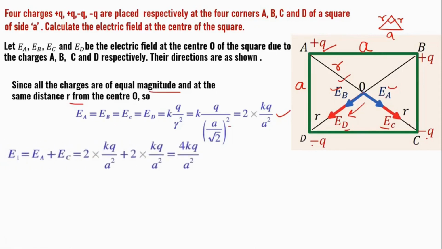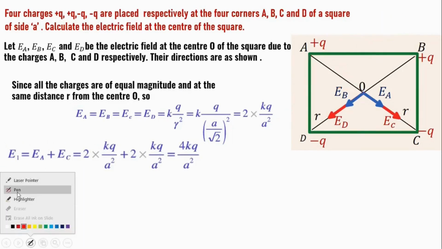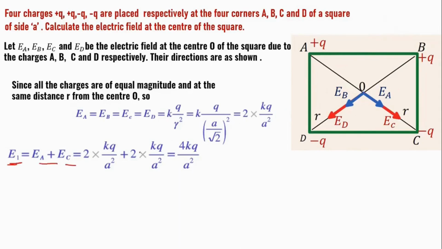Now, let us see E1. Now, we want to find the value of E1. Let me clear the figure first. Now, first we will find E1, which is EA plus EC, pointing in the same direction. So, EA and EC are pointing in the same direction. So, E1 is the net electric field. Magnitude wise, we have to simply add up these values. That is, EA is 2 KQ by A square, similarly 2 KQ by A square. So, on adding, we will get 4 KQ by A square.